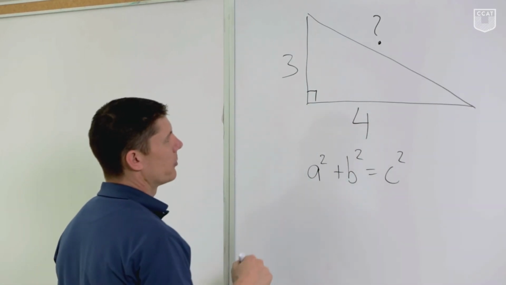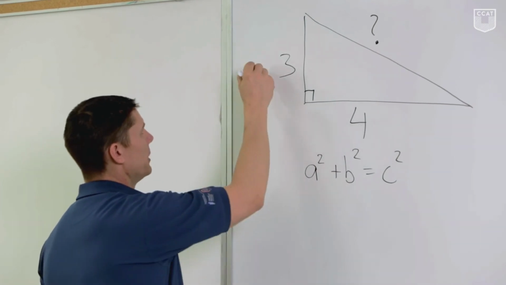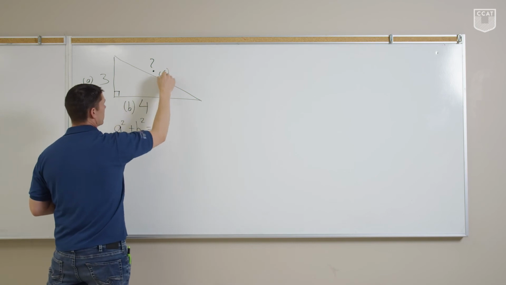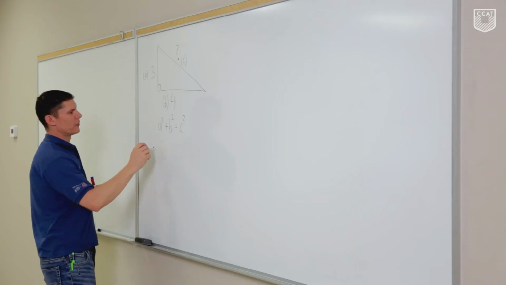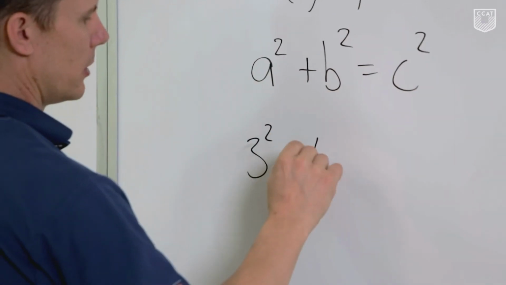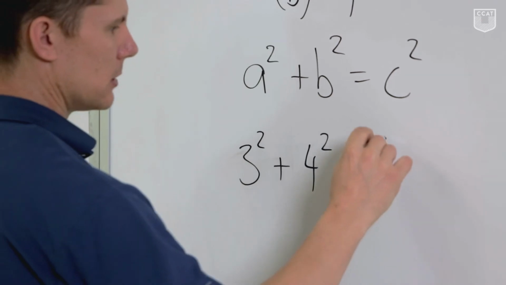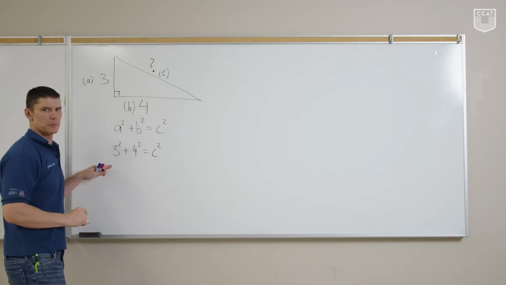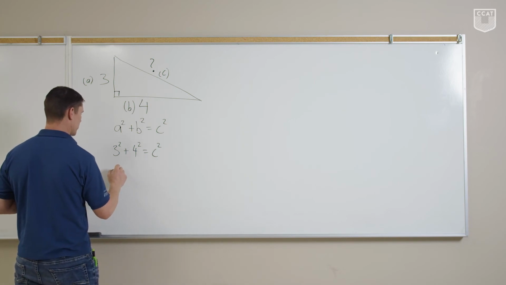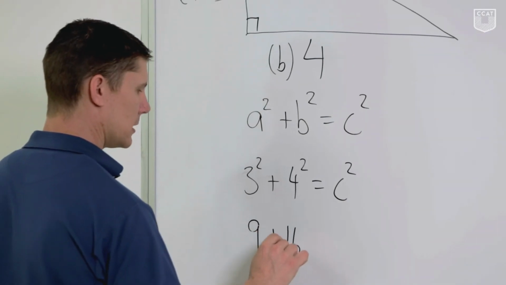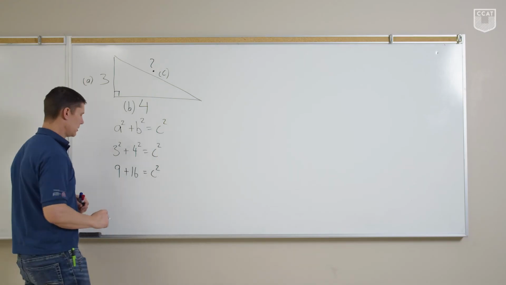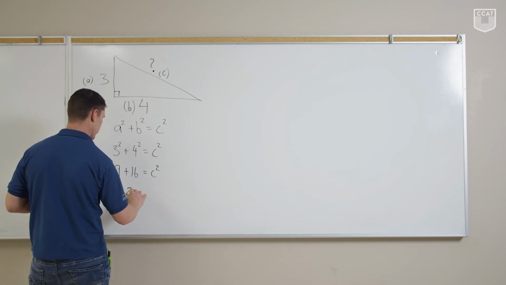So to solve, we'll call 3 A, 4 we can call B, and the diagonal we'll call C. So we'll plug this into the formula. A is 3, so we'll square that, plus B we said is going to be 4, so we'll square that, equals c squared. Next, BEDMAS says that we've got to get rid of our exponents, so 3 squared is 9, plus 4 squared is 16, equals c squared. Now we can add our two numbers together. 16 plus 9 equals 25.